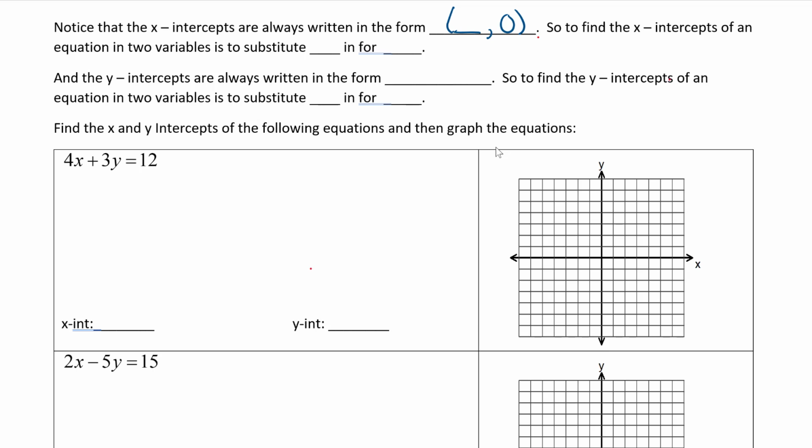So if I'm trying to find an x-intercept, I can always use the fact that the y is always 0 and substitute a 0 in for the y. Now, some students get that confused because for the x-intercept, you're actually plugging a 0 in for y, which is not the same letter. But the y-intercepts are always written in the form 0, comma, some number.